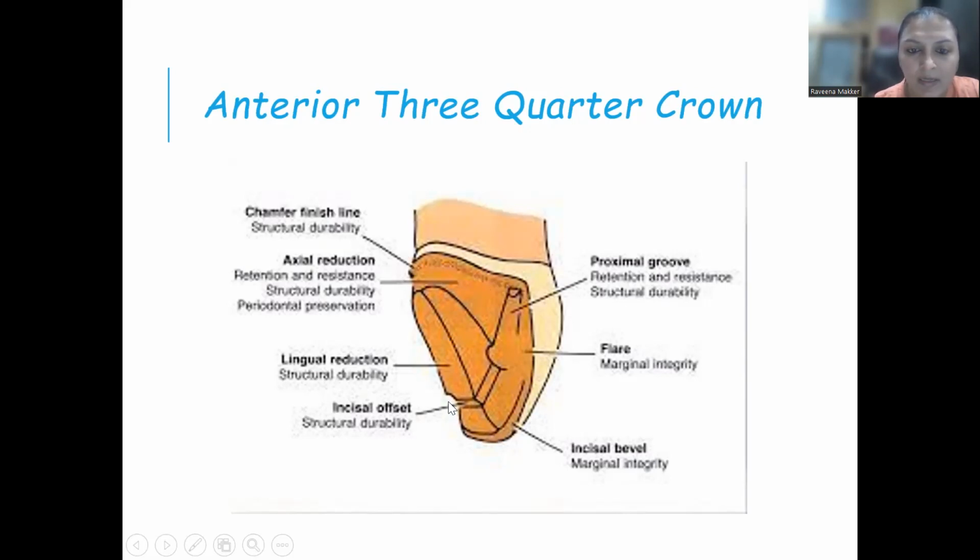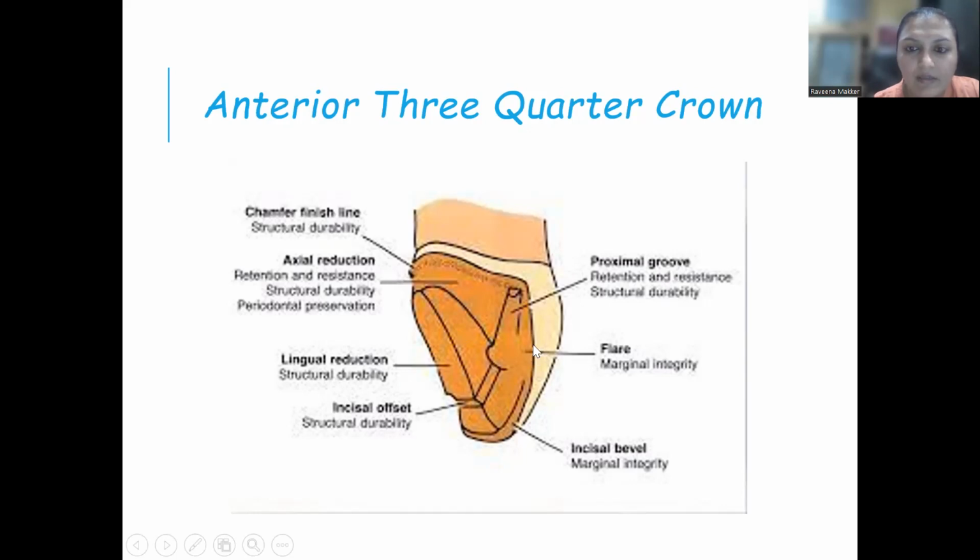Then lingual reduction is done with the help of a small wheel diamond. Then proximal grooves are created on either side, that is the mesial and the distal side, providing retention and resistance as well as structural durability.